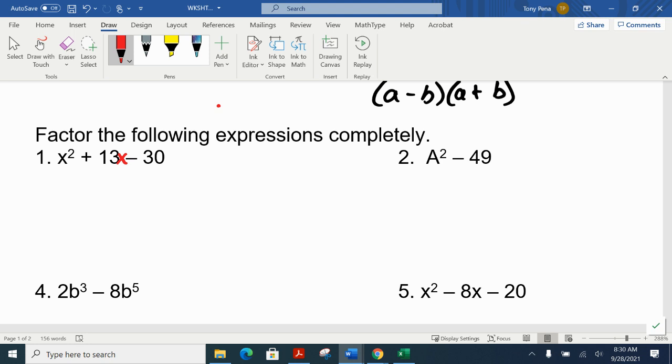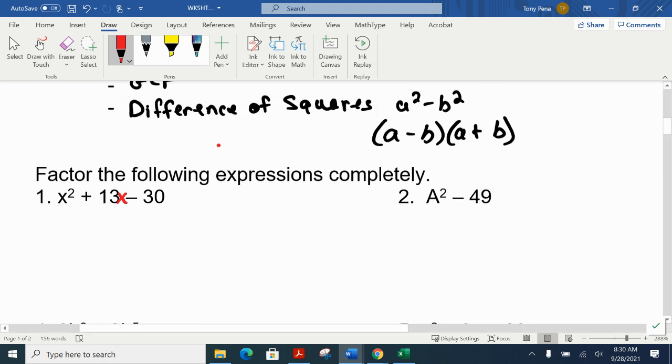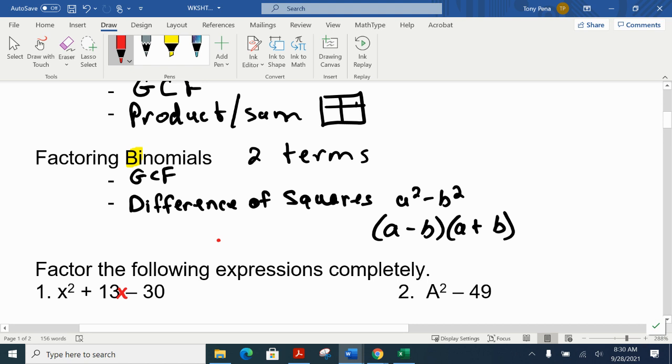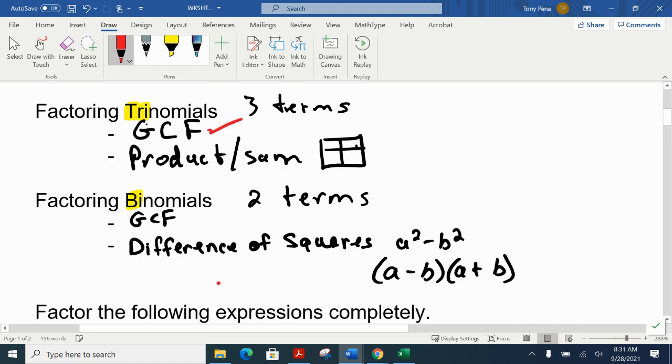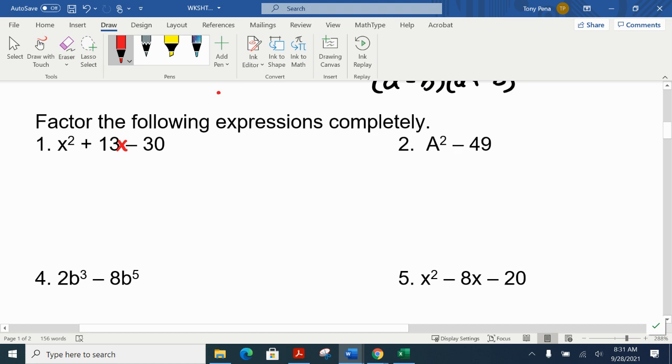All right. So it's a trinomial. There is 1, 2, 3 terms. So our thought process is, if I'm looking at a trinomial, look to see if there is a greatest common factor. All right, so when we look at that, is there a greatest common factor in all three of those terms? No, there's not a number. They don't all have an x, so there is no way to factor that with a GCF.